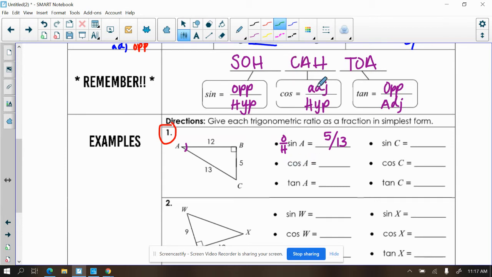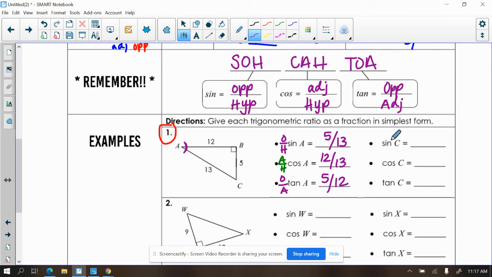All right, the next one we're looking for cosine of A. So cosine is now adjacent over hypotenuse. So we're still looking at A. The adjacent side is 12 over my hypotenuse is 13. And then tangent of A, opposite over adjacent. So my opposite side is 5 over adjacent side is 12.